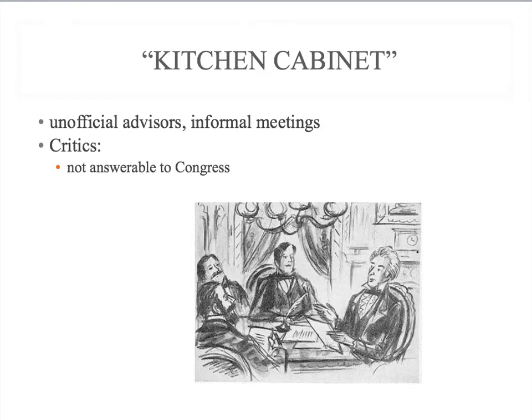Next is Jackson's kitchen cabinet. It was a group of unofficial advisors that he had that came in and kind of bounced around policy issues or public things that were going on with him in a series of informal meetings. They'd meet from time to time and kind of bounce around the big issues and things that were going on in D.C. and with the government.